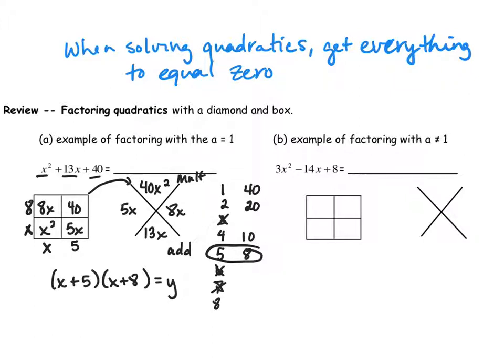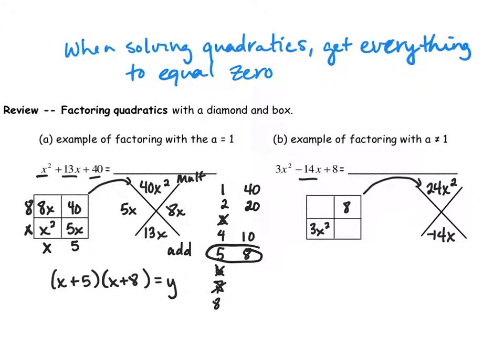So that was factoring with an a value of 1. A different a value is going to be the same process, but you have to be a little bit more careful when you do the factoring. So I'm still going to start with my first term, 3x squared. Last term is 8. I'm going to take those two and multiply them. 3x squared times 8 is 24x squared. And I'm going to take that middle term with the negative, negative 14x, and put it on the bottom.